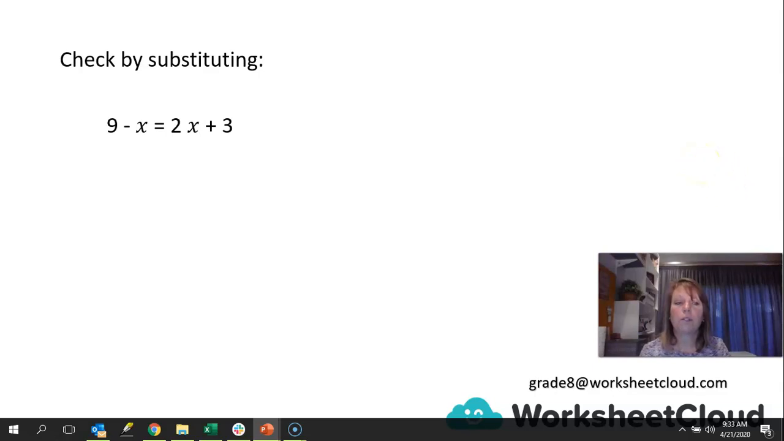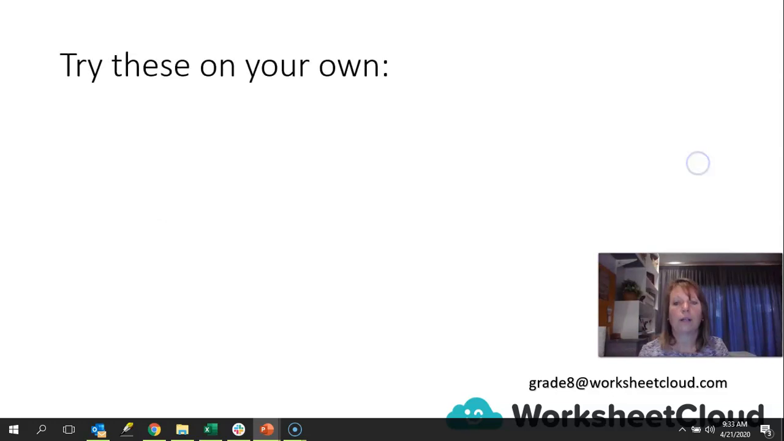To check, let's substitute in 9 minus x equals 2x plus 3. Remember, we have to substitute in for both x's. So we're going to get 9 minus 2 is equal to 2 times 2 plus 3. 9 minus 2 is 7. 2 times 2 is 4 plus 3. 7 is equal to 7. Yay, we've got it right.